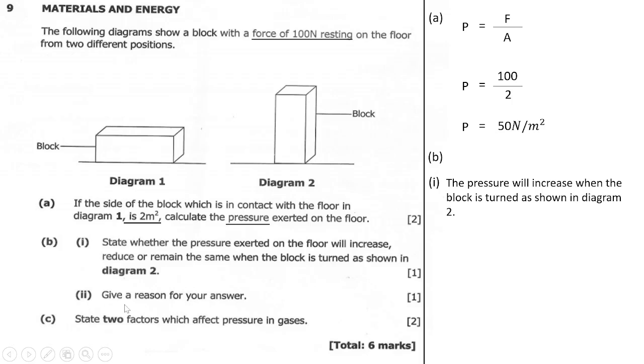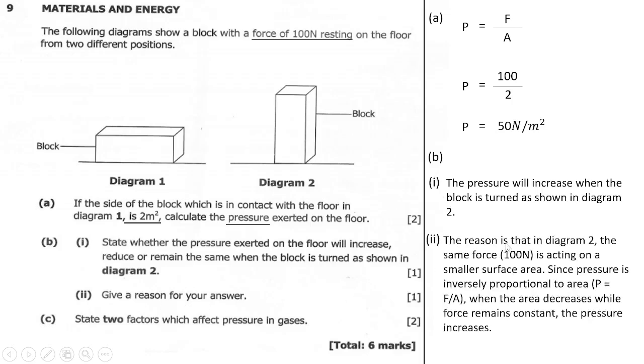Then Roman numeral 2, they are saying give a reason for your answer. So we'll say the reason is that in diagram 2, the same force, which is 100 Newton, is acting on a smaller surface area. Since pressure is force over area, pressure is inversely proportional to area. When the area decreases while force remains constant, pressure increases.